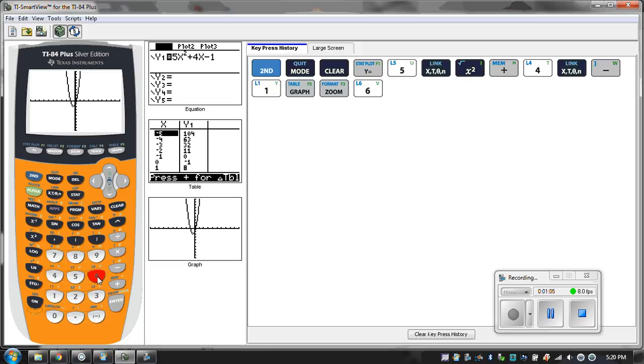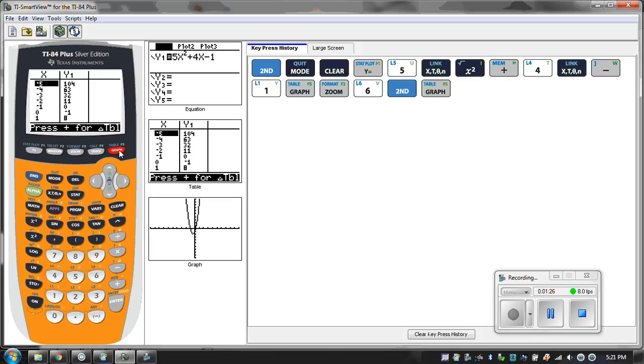Now, some of the problems say use a table. Some of the problems say use whatever. I don't care how you solve to find an answer. I don't care if you use the quadratic formula to get the answer. But to use the table, here's how you would do it. See how it says table above the word graph? Second graph. This will give you a table of values here.